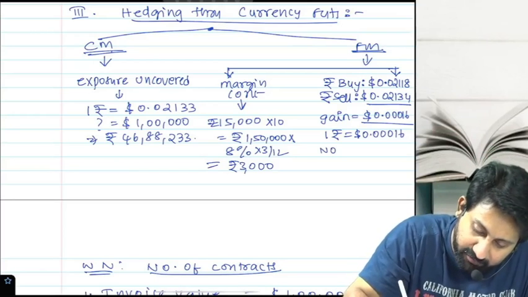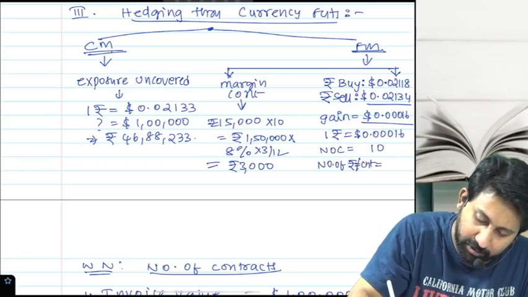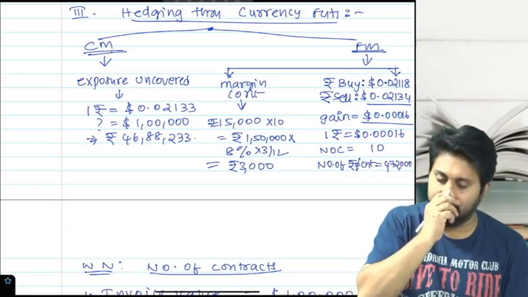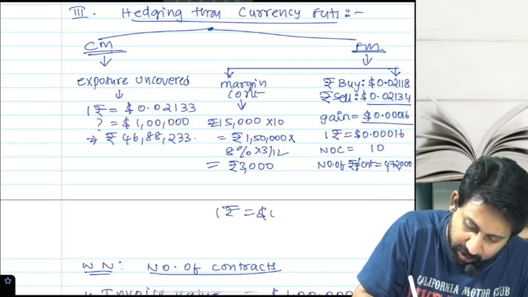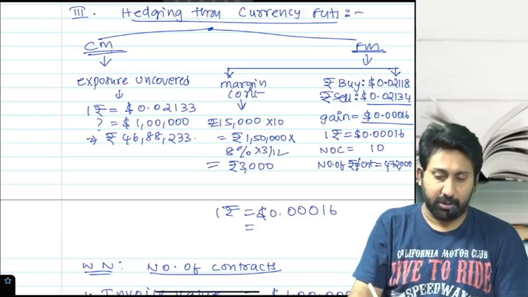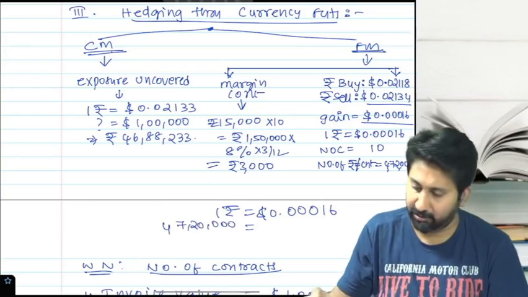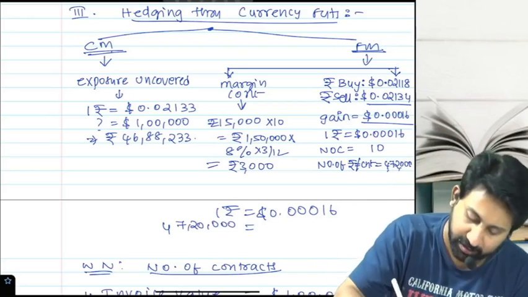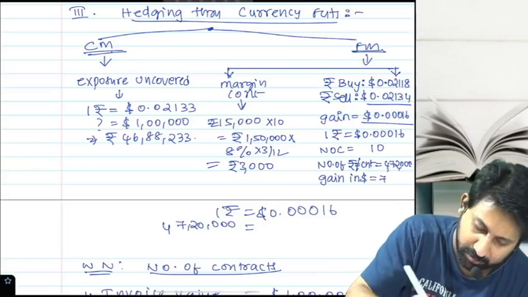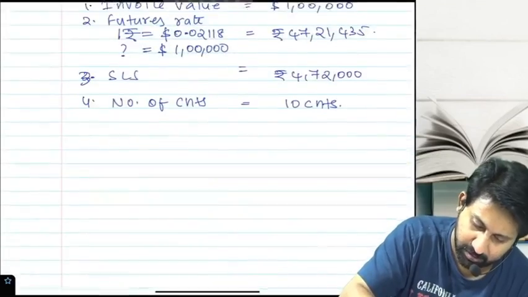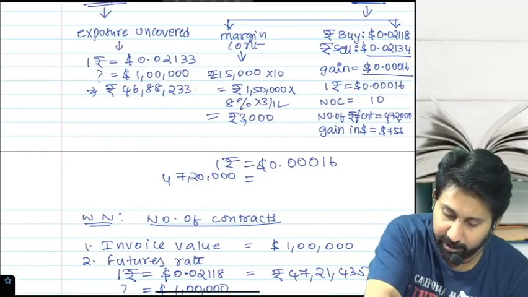Now how many rupees of contracts did you enter? How many contracts did you enter? 10 contracts. Number of rupees per contract equals 4,72,000. So 4,72,000 into 10, which is 47,20,000. For 1 rupee the gain is dollar 0.00016, for 47 lakh 20,000 rupees. So the gain in dollars equals dollar 755.2. I will write here, dollar 755.2.